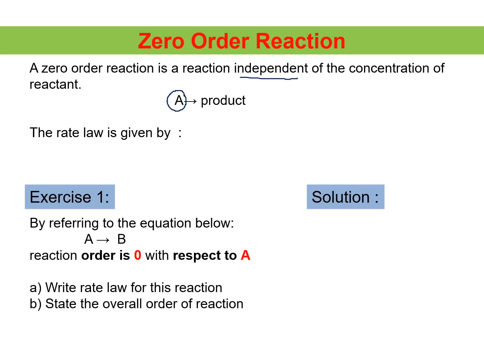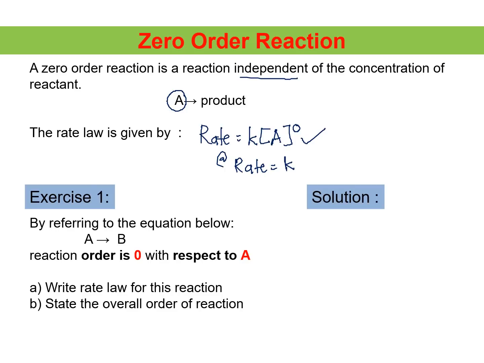So based on this, you can write the rate law, which is rate equals to K times concentration reactant A, power of reaction order for this A is 0. So we can simplify this rate law because concentration A, power of 0 will become 1. So you can write like this, rate equals to K.